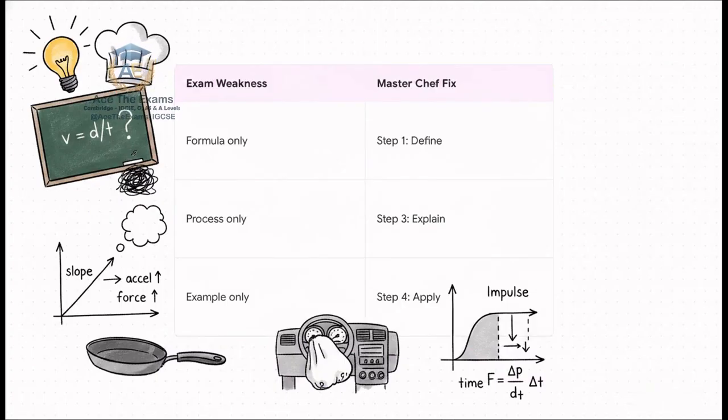We are going to reverse engineer some of the most classic, painful errors we see students make on paper 0625. First major weakness, writing the correct formula but completely failing to explain the variables. The examiner sees you wrote V equals D over T, but if you don't define what those letters actually mean in the context of the specific car or train in the question, you lose the explanation mark. You literally threw it away.